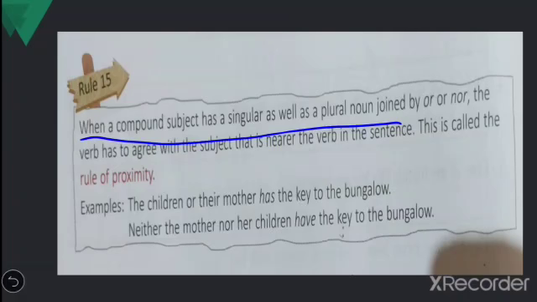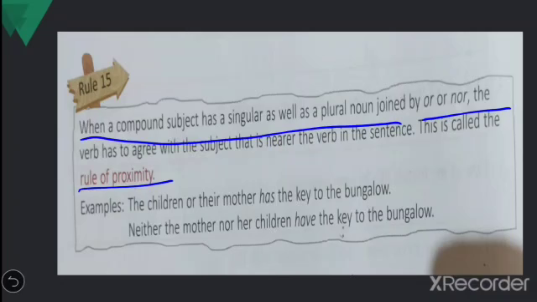But here look at a different one: the singular as well as plural noun joined by or, nor. The verb has to agree with the subject that is nearer to the verb in this sentence. This is called the rule of proximity. Because earlier we have seen neither nor, either or, and or word. That time we have to use a singular verb.